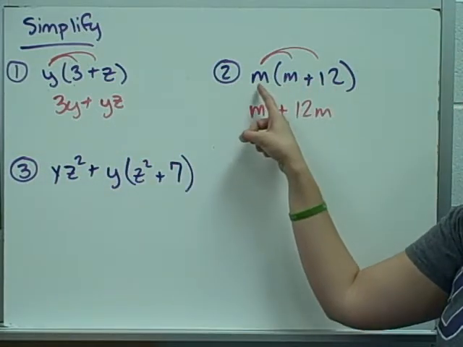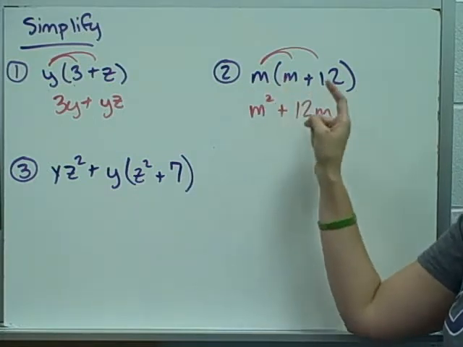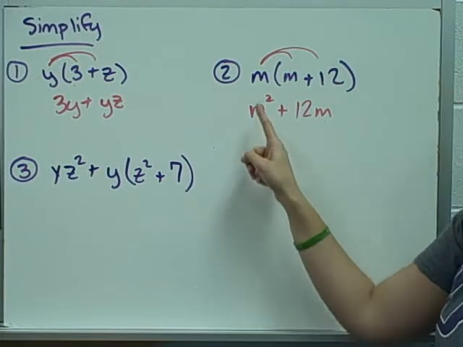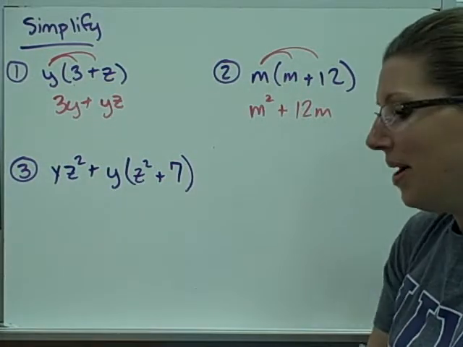Here in example 2, I've got m times the quantity of m plus 12. Well, m times m is m squared. m times 12 is 12m. And then I'm done. Okay?